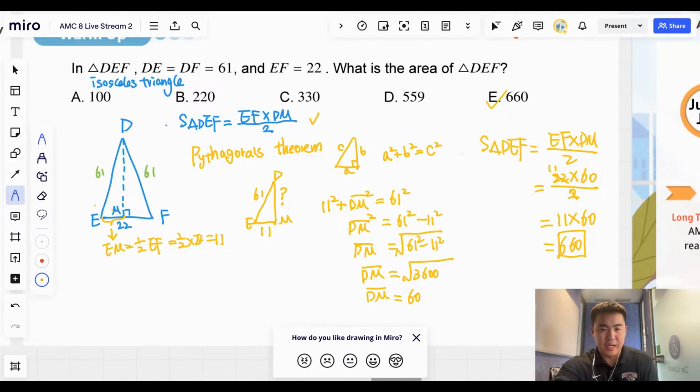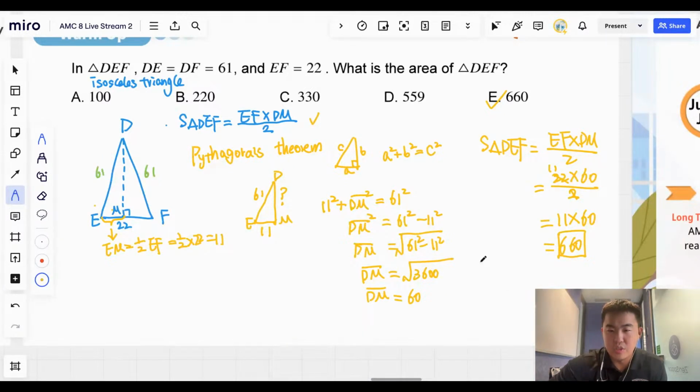At first, it gives you the height of the triangle. And also because it's an isosceles triangle, you know that M is going to separate EF into two equal parts. And after that, we can apply the Pythagoras theorem. Given the lengths of two sides of a right triangle, we can solve for the last one using a squared plus b squared equals c squared. And the rest is just plugging in numbers, okay? Good. So let's go to the next slide.